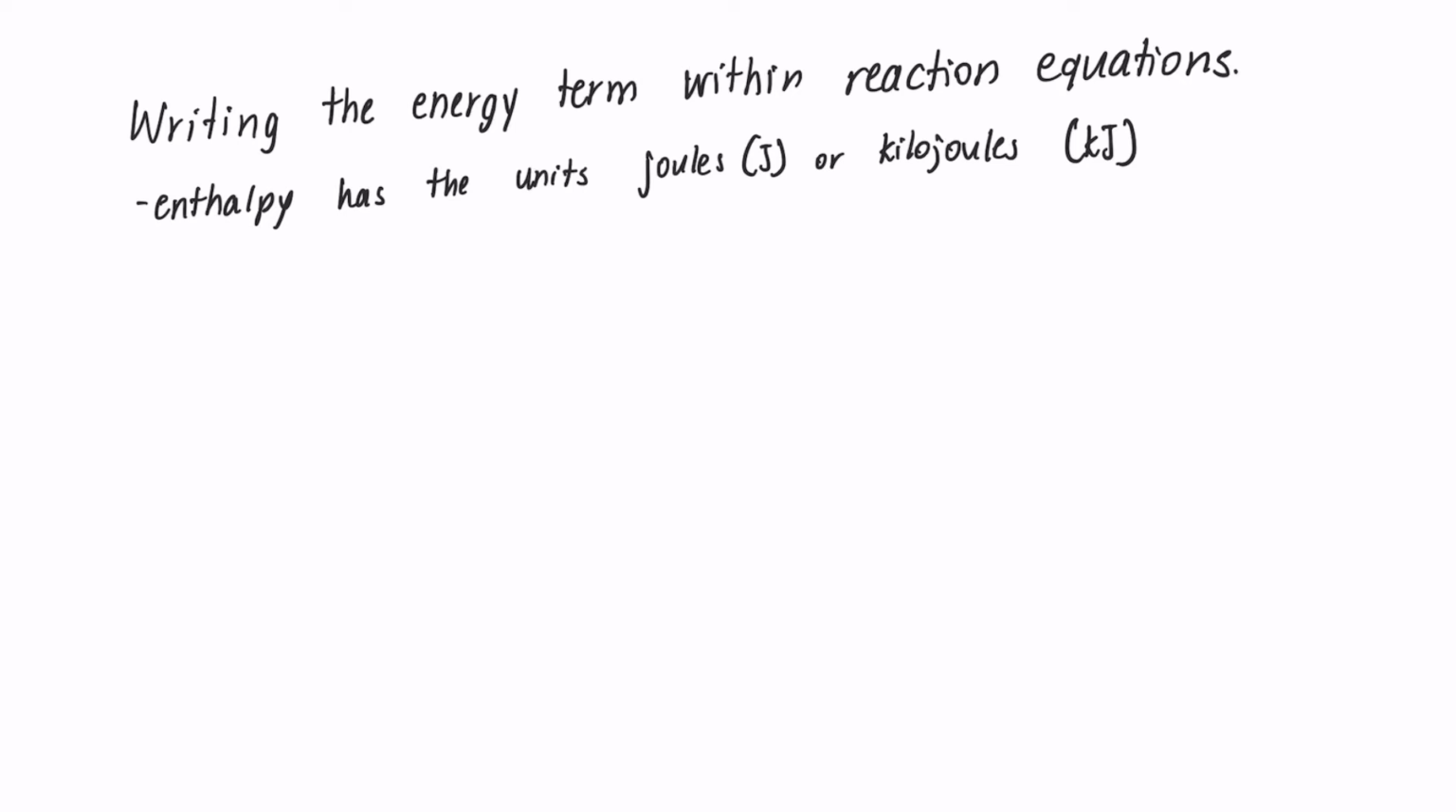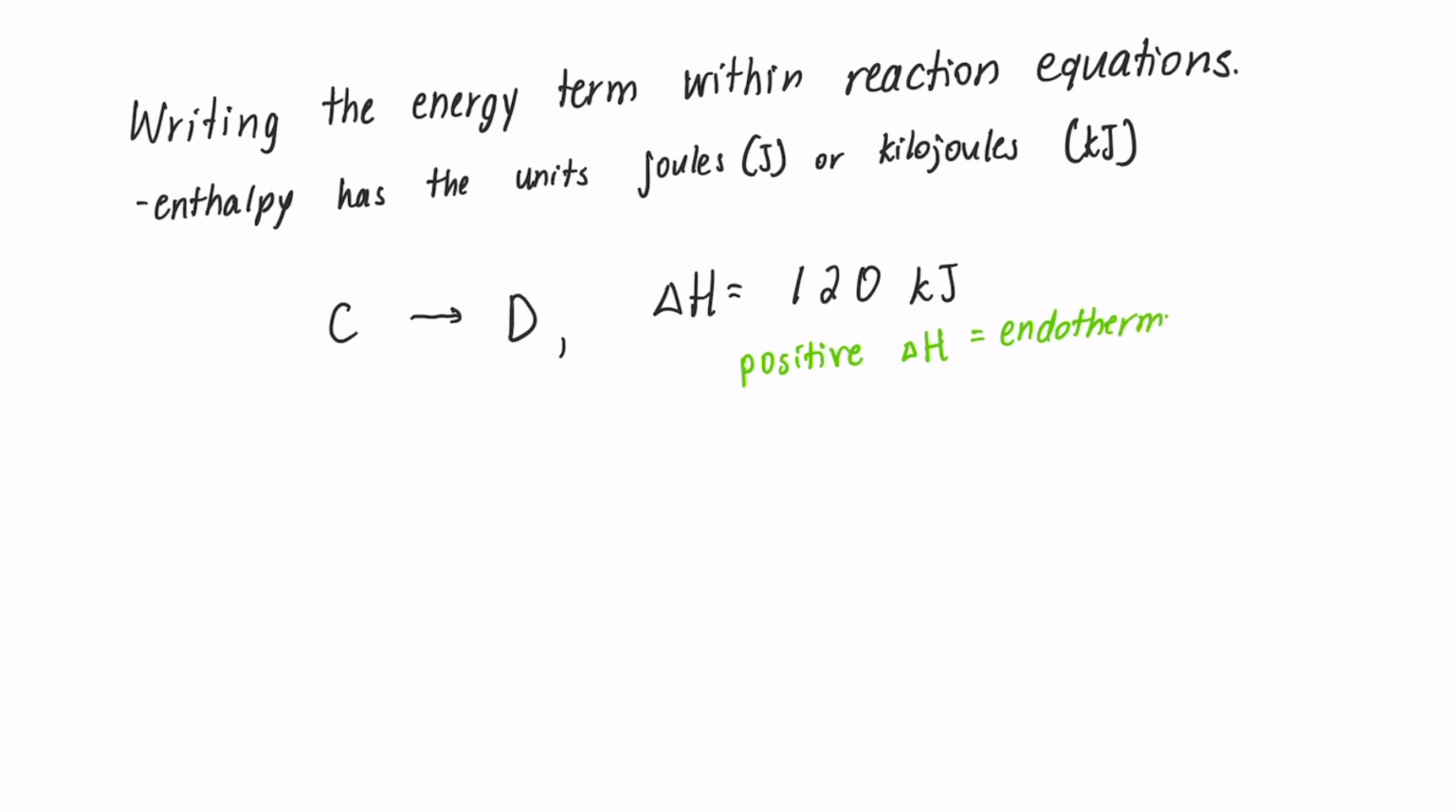Let's look at another reaction. C forms D with a delta H of 120 kilojoules. Now here we have a positive delta H, so the reaction is endothermic and the energy is entering the system. If energy enters the system, it is a reactant. So our equation will write C plus 120 kilojoules forms D.